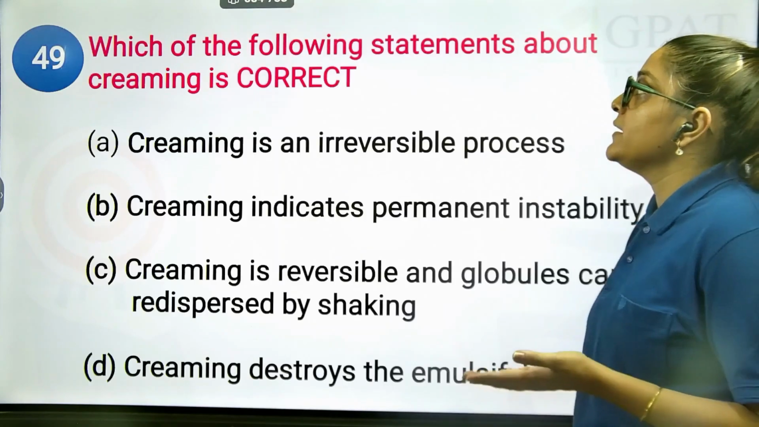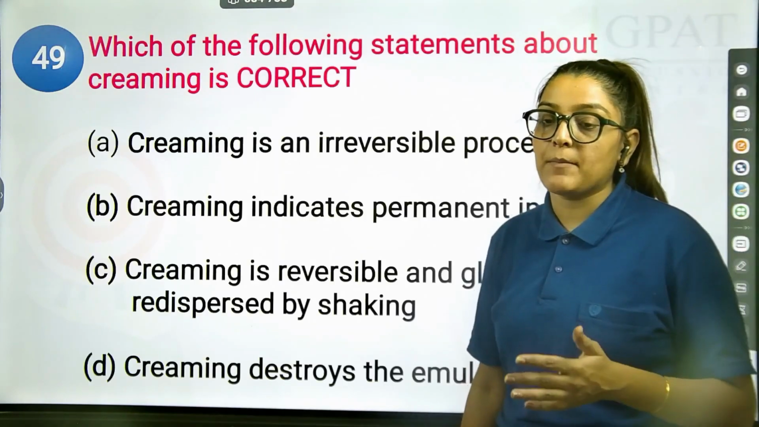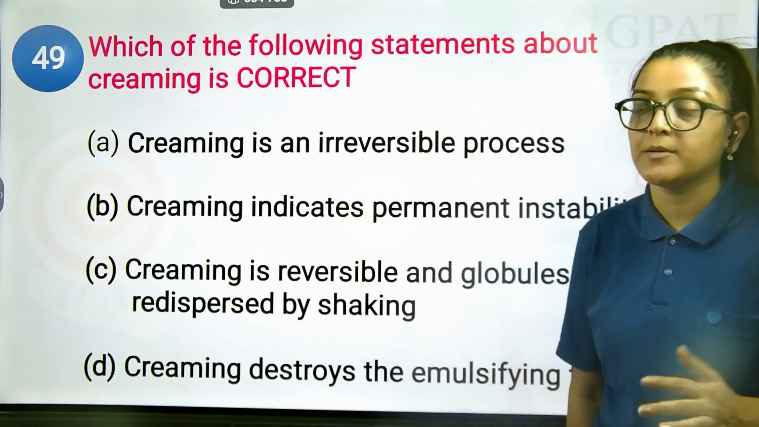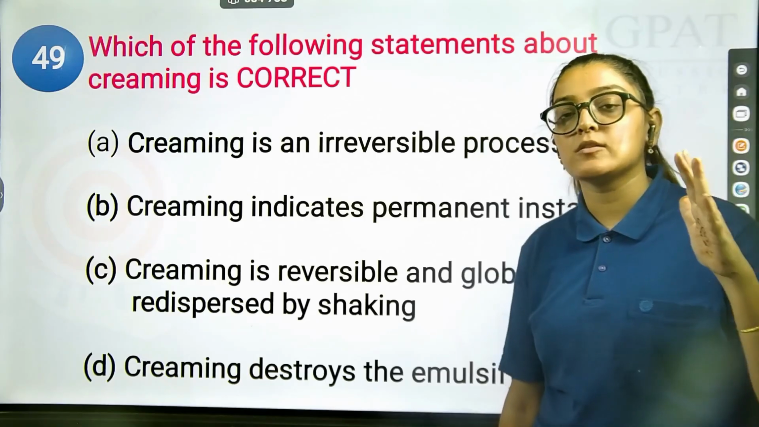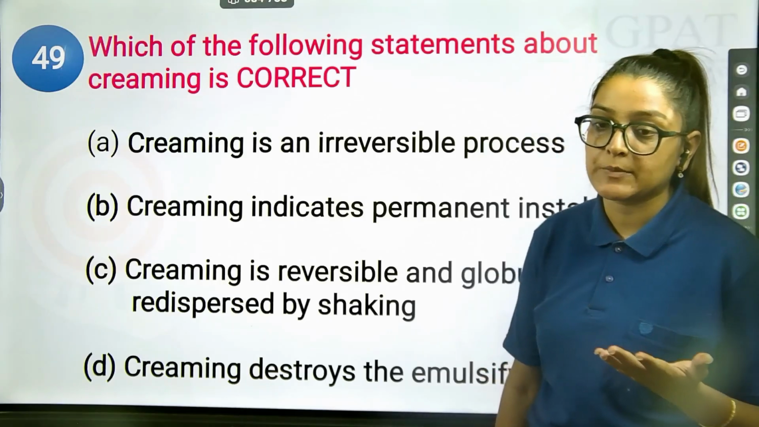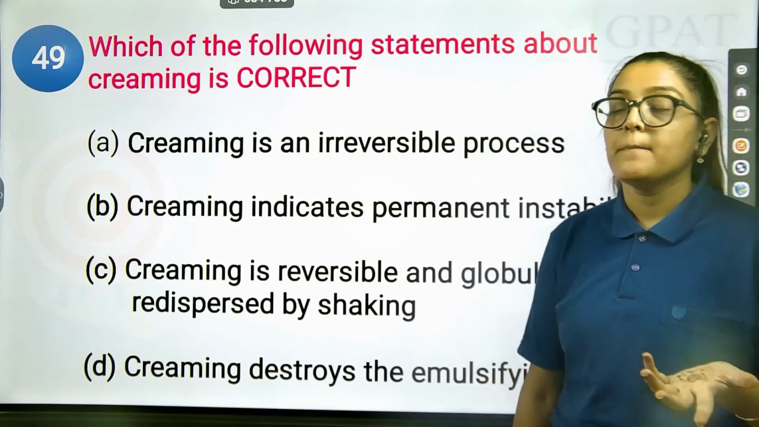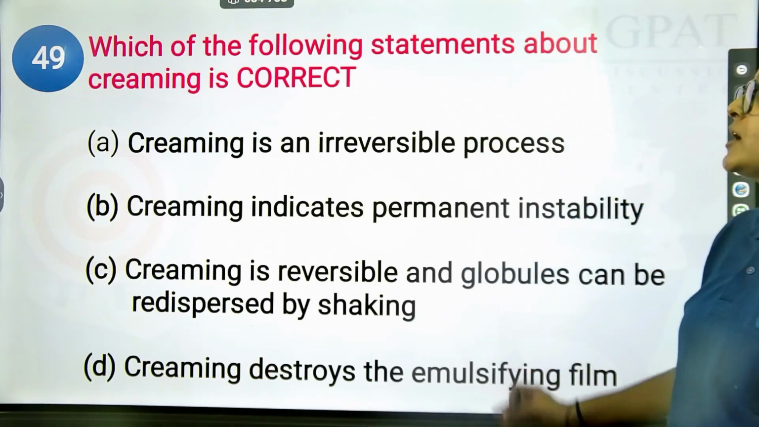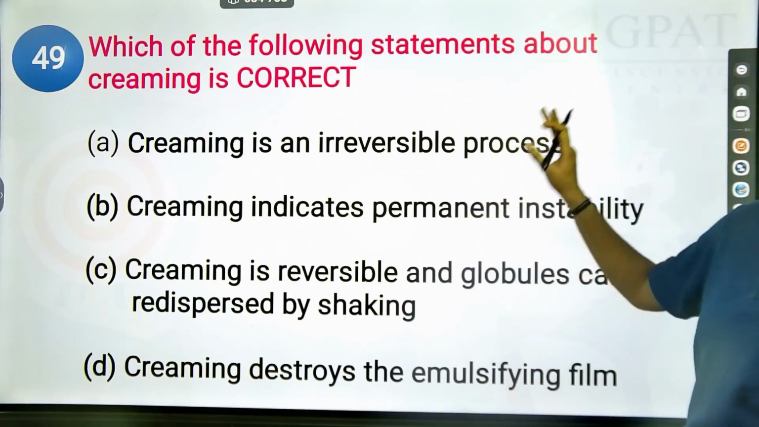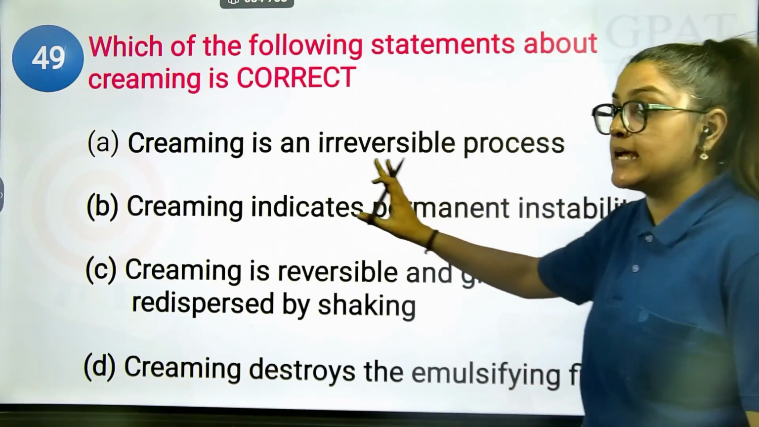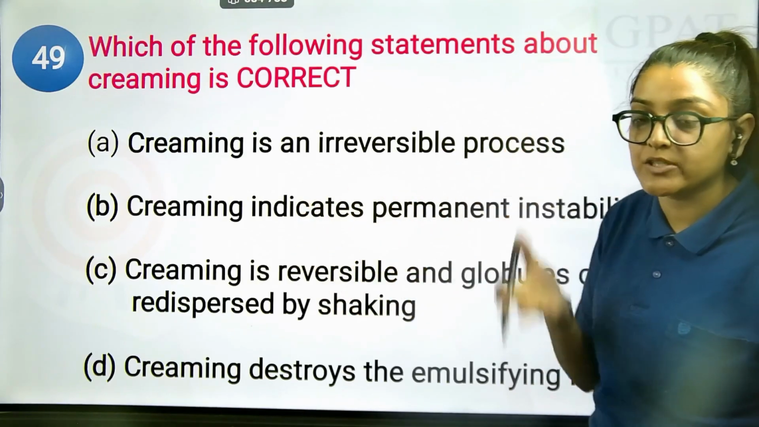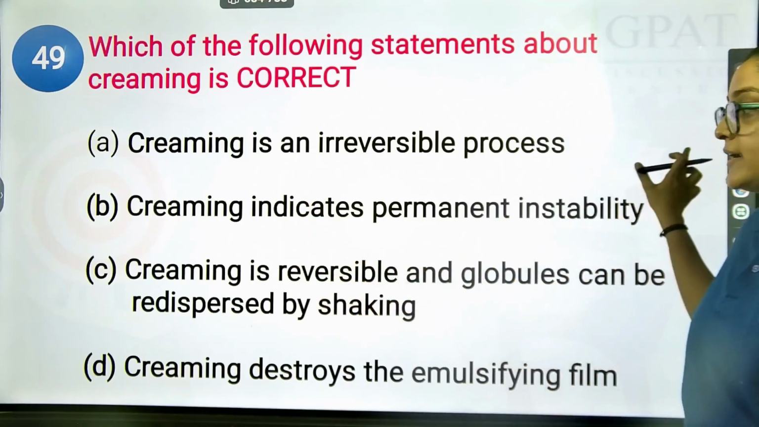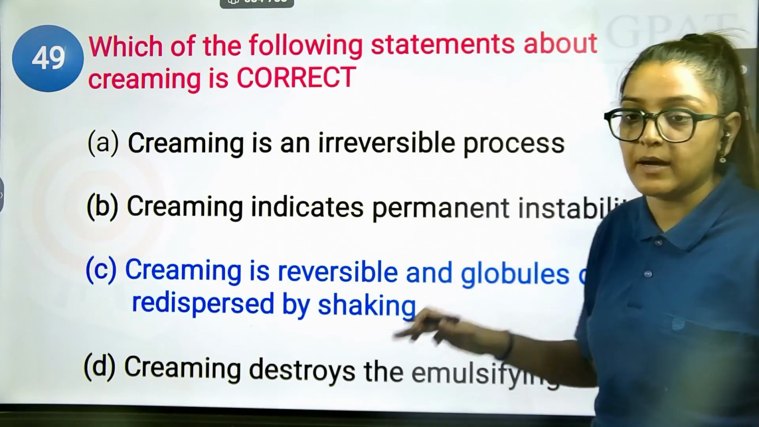Okay. Next, which of the following statements about creaming is correct? So you know the instability problems in the emulsion, creaming is one of them. There must be an upward creaming and a downward creaming based on which is the dispersed phase or which is the dispersion medium. Now creaming is a process which is still a reversible one, right? So the statement that creaming is an irreversible phenomenon, a permanent instability, is very much incorrect. I have just told you creaming is a reversible one and can be redispersed by shaking, right? So option C is very much correct.